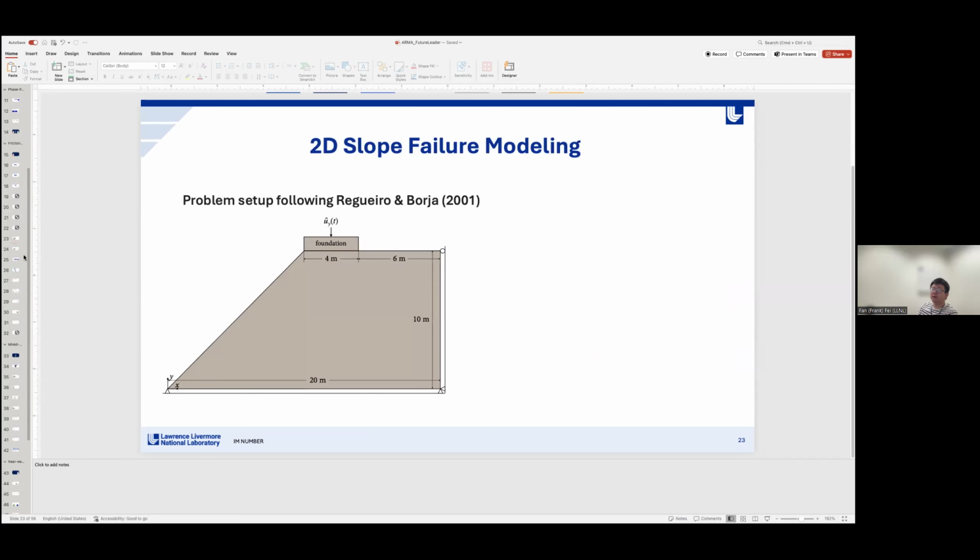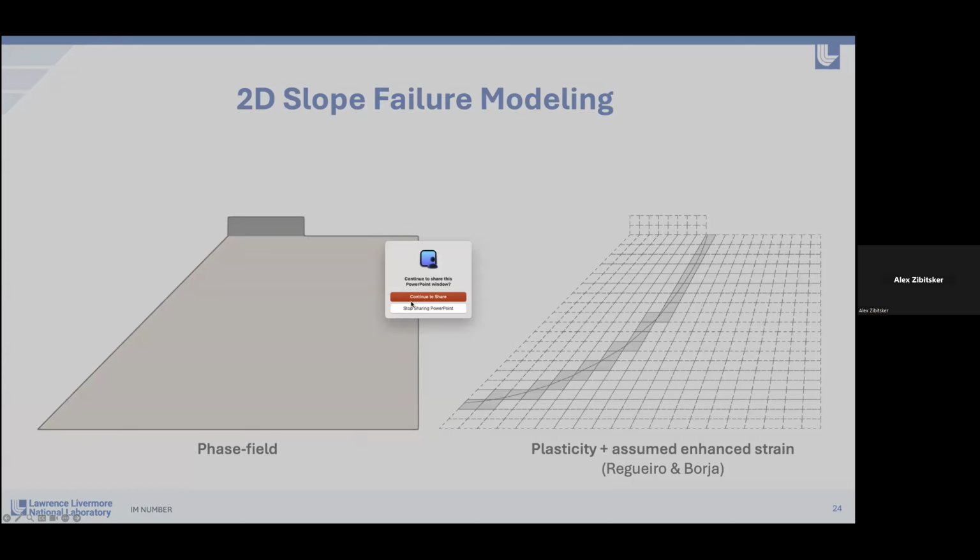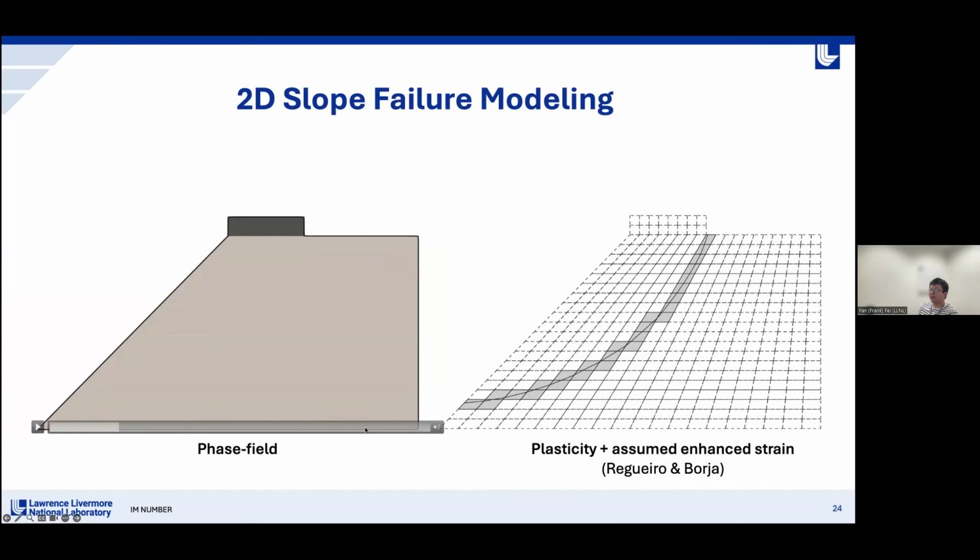I bet you mean this example? This one. Yeah. So basically you actually show the piece of the material breaking apart. This is just kind of the post-processing in the visualization. I don't know if I can just play it here.